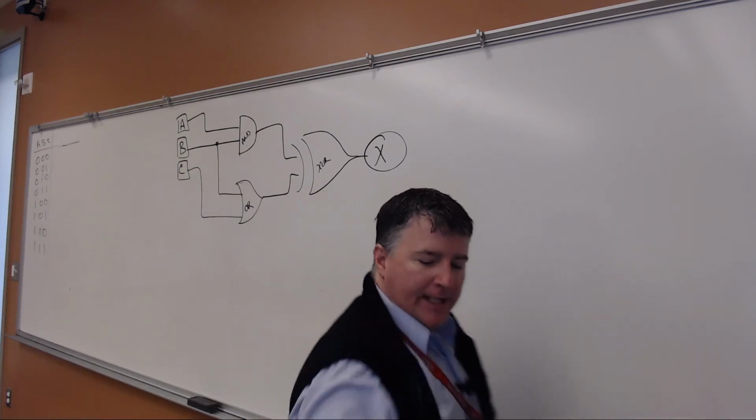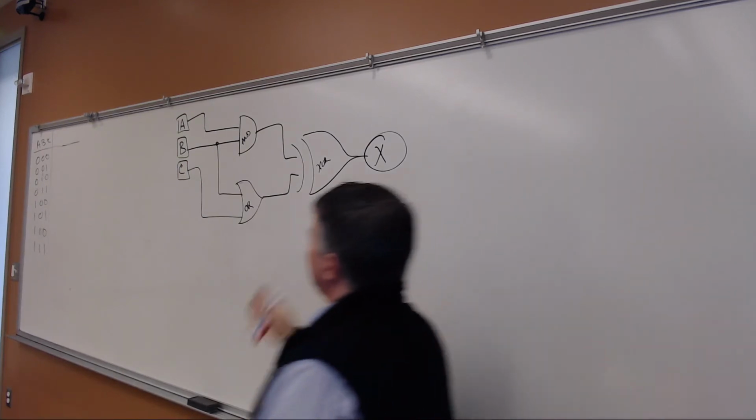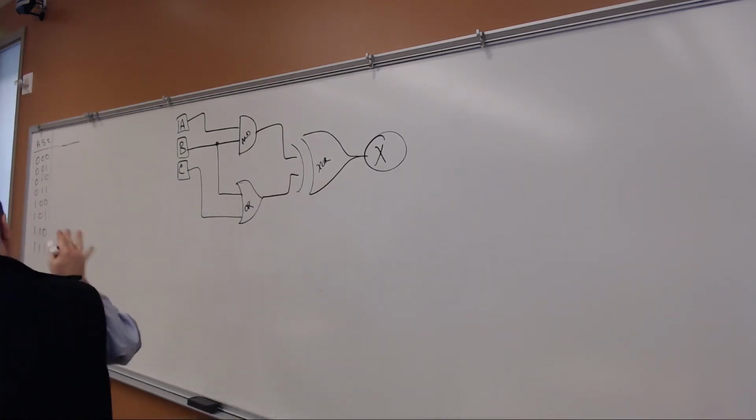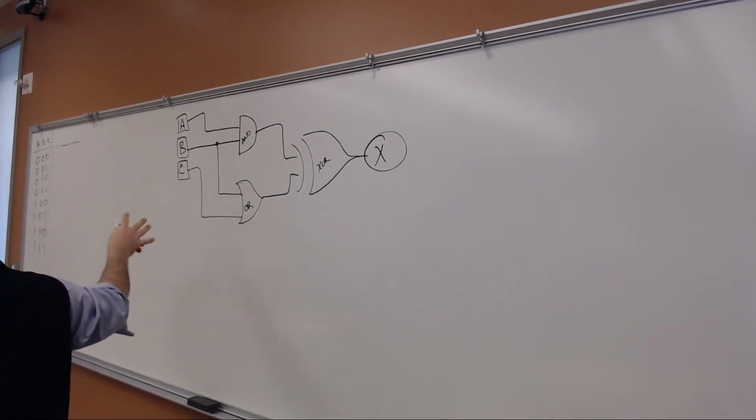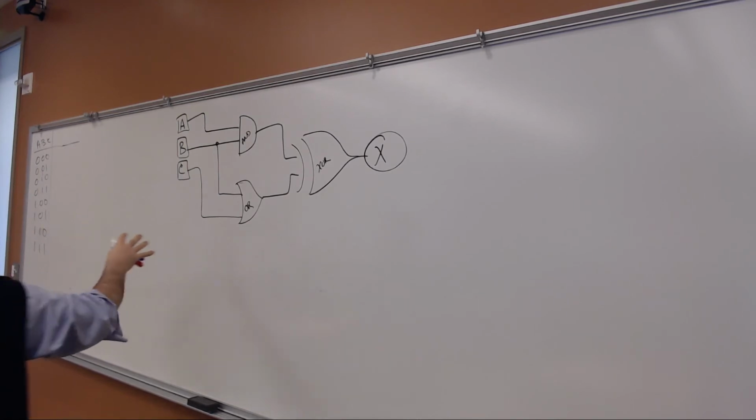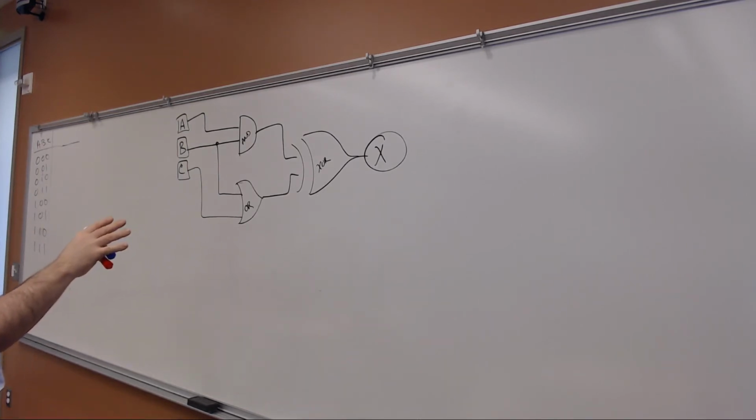Now, we're creating the truth table, which tells us what this circuit does based on the states of its input. There are 8 different states for the inputs. Depending on what the input state is, it will tell us if there's an output or not.